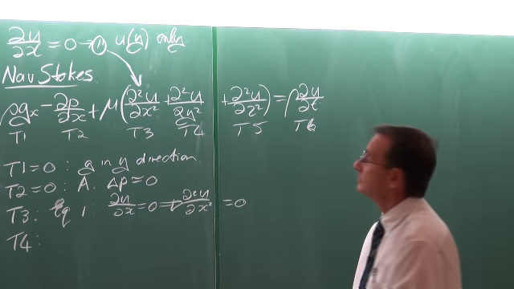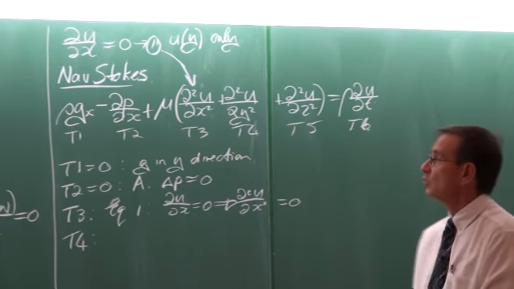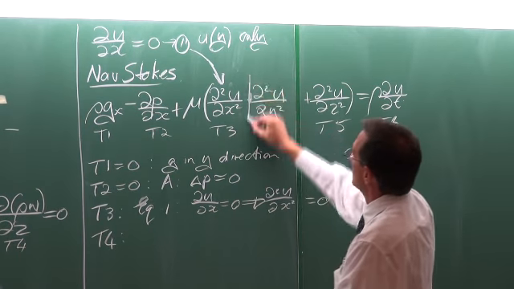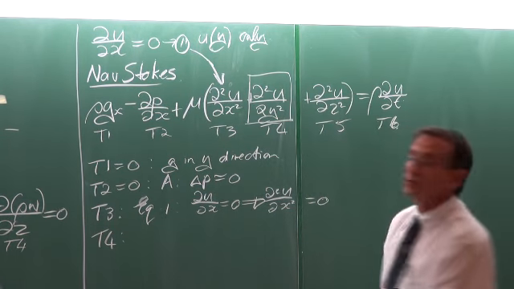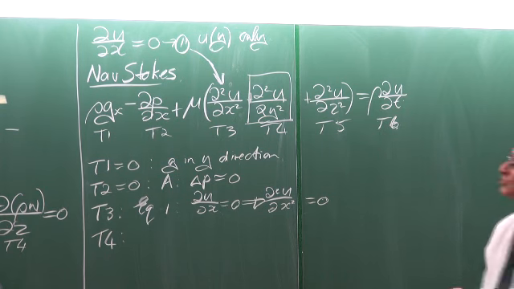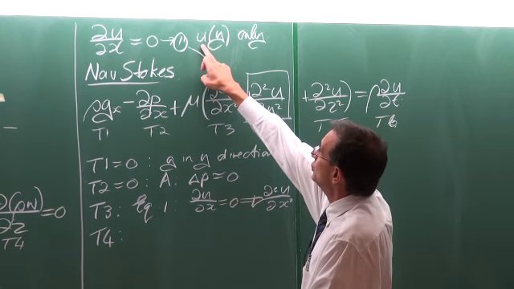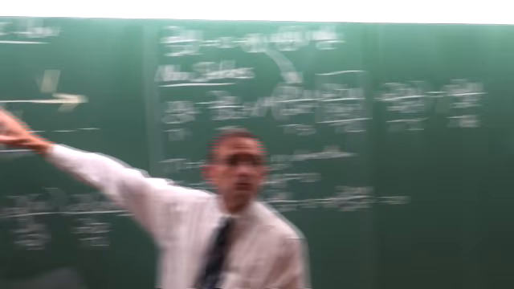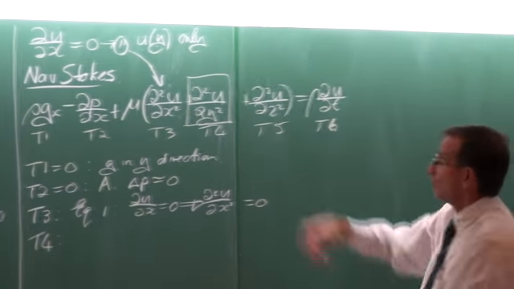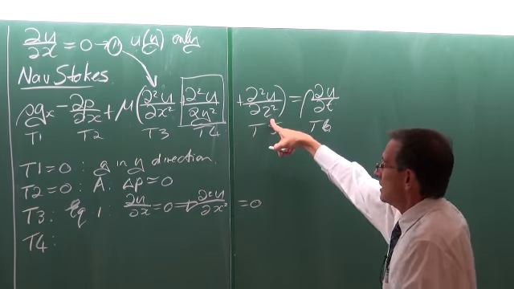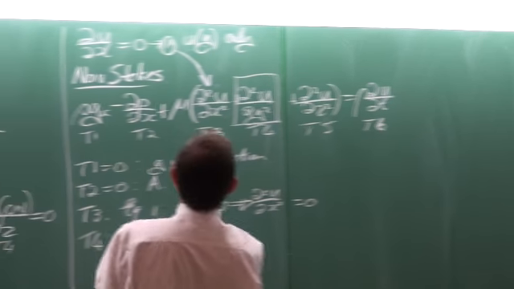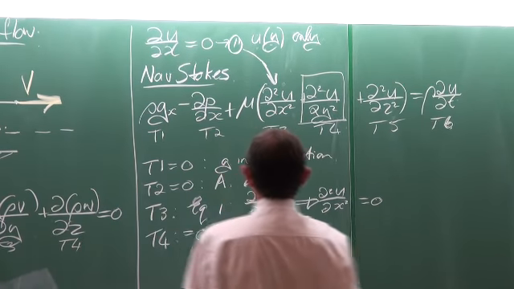Term 4, this one is not equal to 0. We do not know what it is because we've seen that u is a function of y. That's actually what we want to solve, or what we're going to use. This one, T4, be equal to 0. Why?